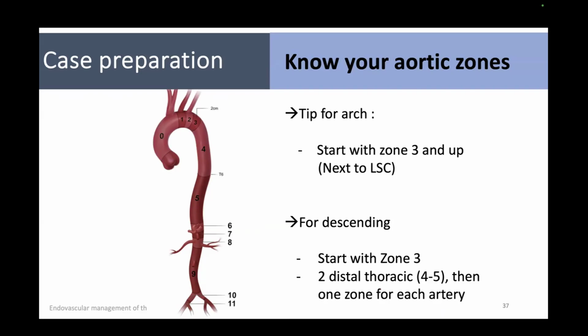For the descending aorta, start with zone 3 again, and then you have two distal thoracic zones split in the middle at T6. So 4 is before, 5 is after, and then you have each artery that has their own zone. So celiac is 6, mesenteric is 7, renals are 8, and then you have the inferior mesenteric and the infrarenal aorta, that's 9, and then you go down to 10. At every bifurcation, you have another zone with 10, 11, and some even describe the femorals as zone 12.